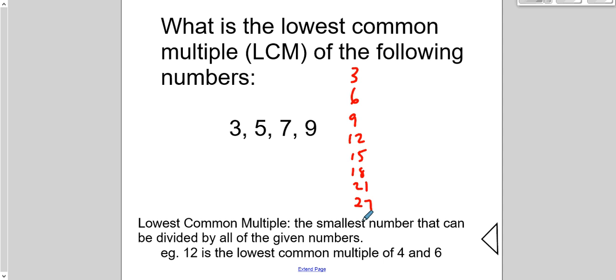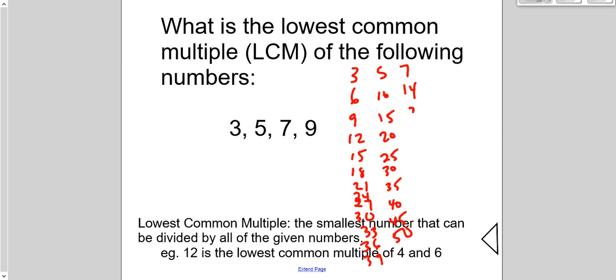27, where do I go from here? 30, oops, I missed 24, 27, 30, 33, 36, 39, so on. And then 5, 10, 15, 20, 25, 30, 35, 40, 45, 50, and so on. 7, 14, 21, 28, 35, and so on.